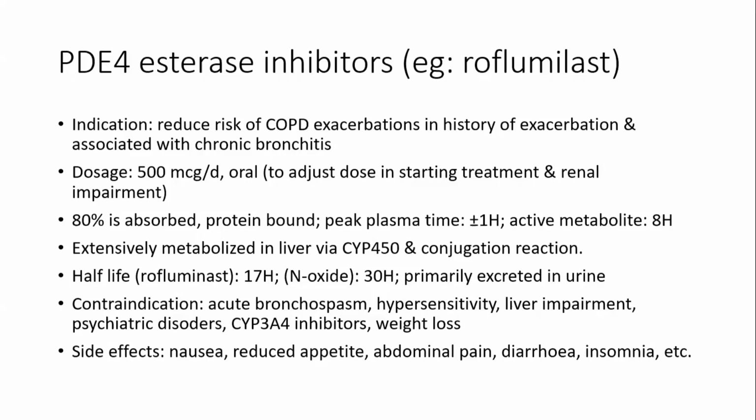So the dosage is 500 microgram per day oral, to adjust dose in starting treatment and renal impairment. Because this dose ni kena adjust lah kalau orang tu mula-mula start treatment, ataupun ada renal impairment. And 80% of these drugs is absorbed, protein bound, they bind to the protein, and peak plasma time is 1 hour, active metabolite is in 8 hours. Extensively metabolized in liver via cytochrome P450 and conjugation reaction. Half-life dia about 17 hours, and oxide ni dia punya metabolites lah about 30 hours. And then it can be primarily excreted in the urine.